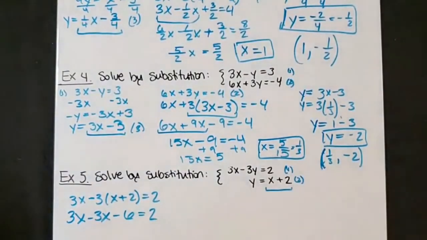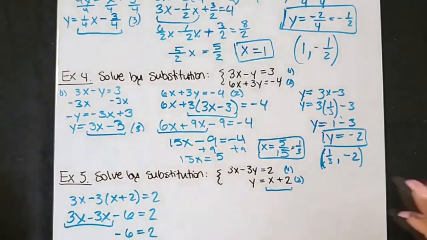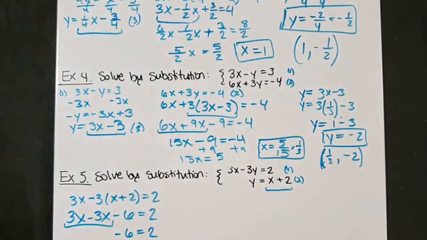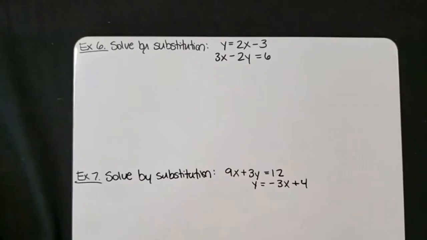We bring that on down. We have to combine like terms. 3x minus 3x is 0. And we have -6 equals 2. That don't sound right. That's mathematically incorrect. Therefore untrue. So for example 5, the answer is no solution.